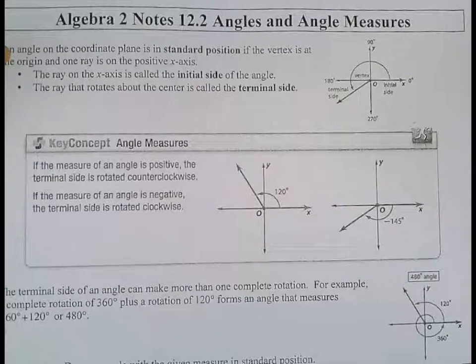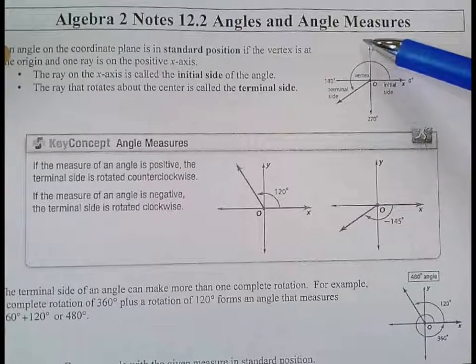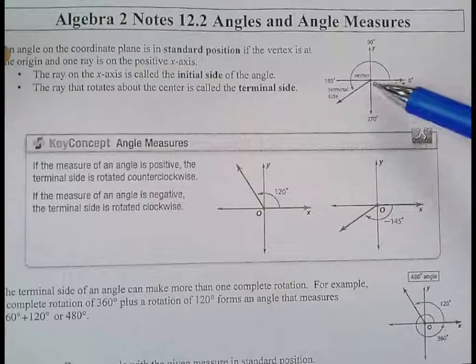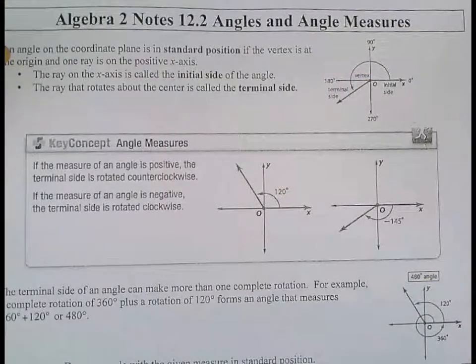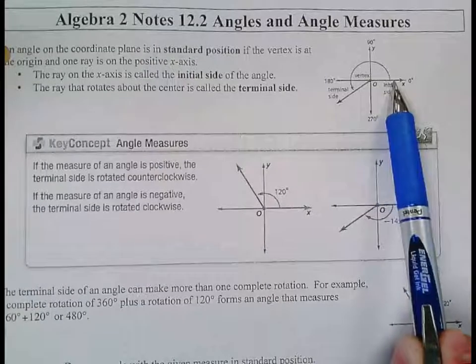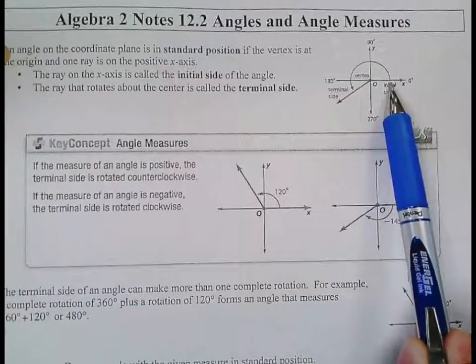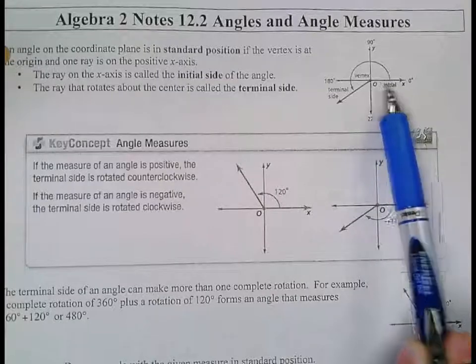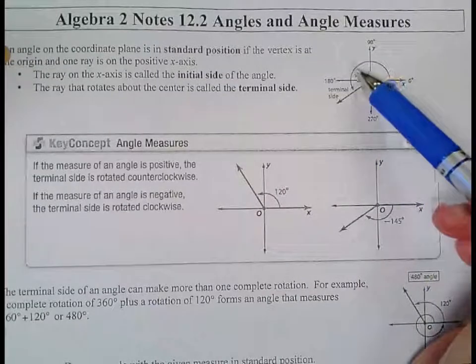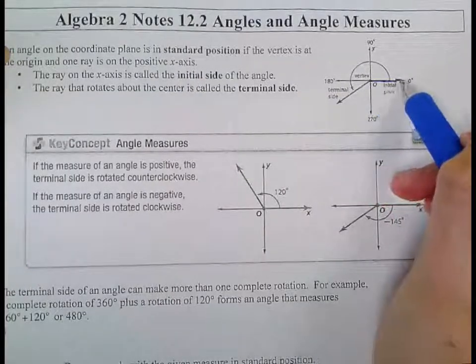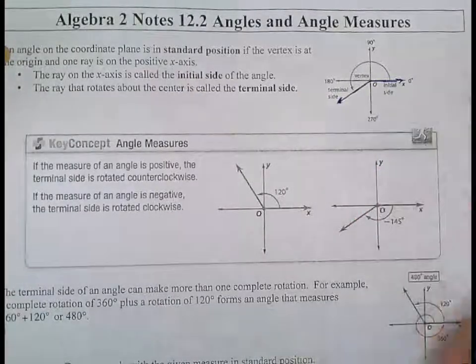So at the top here, we have an angle on the coordinate plane is in standard position if the vertex of the angle is at the origin, and one ray is on the positive x-axis, so that would be this ray here. So the ray that's on the x-axis is called the initial side of the angle, and then the ray that rotates about the center is called the terminal side. So this particular angle is rotated to here. This would be the terminal side of the angle. So these two rays are what create the angle.